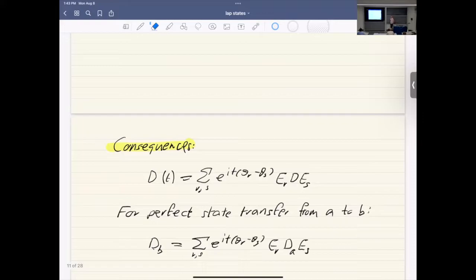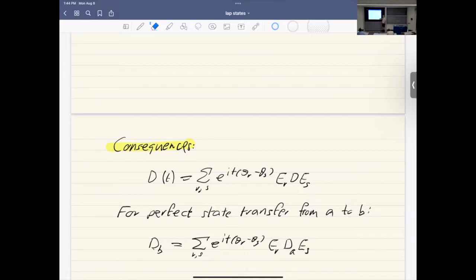So you do the work, you get this sum. Unfortunately, it's a sum over two variables, of e^{it(difference of eigenvalues)} times these products: projection, density, projection. Okay, and so if we have perfect state transfer from A to B, then you would just have this; all I've done is change that to D_B. So you get that sum.